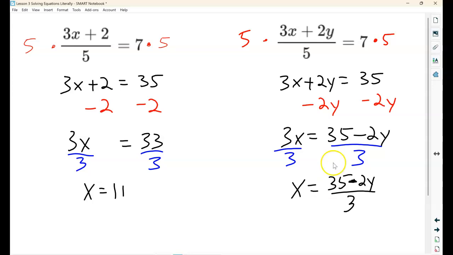So as you can see, the actual operations are the same. The only thing that's different is the literal equation. It's actually less math. You don't subtract the 2 and figure out what that is. You don't divide the 3 and figure out what that is. You just write divide and just keep going. All right, let's look at another pair.